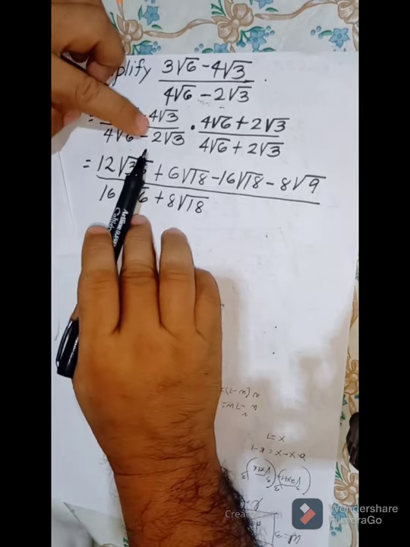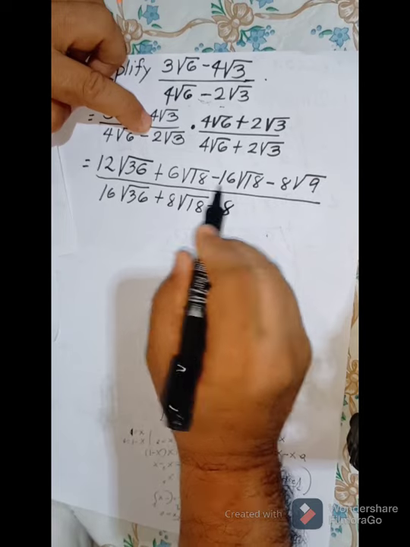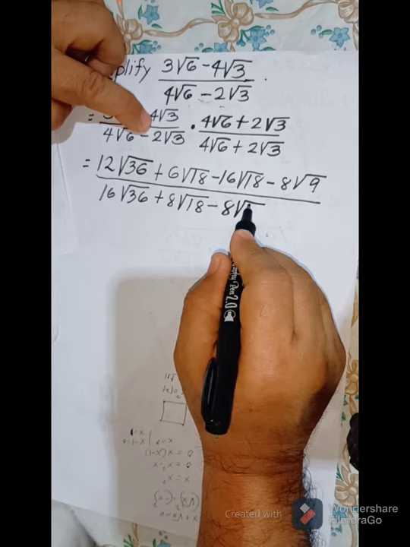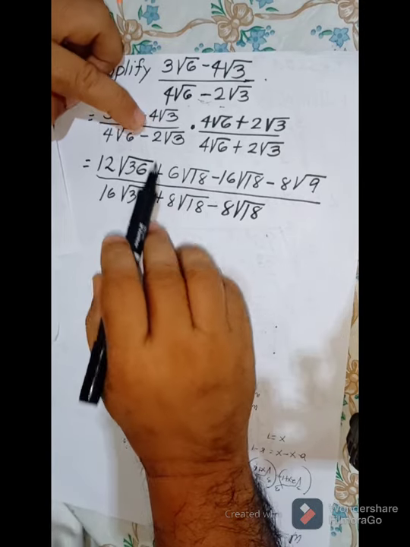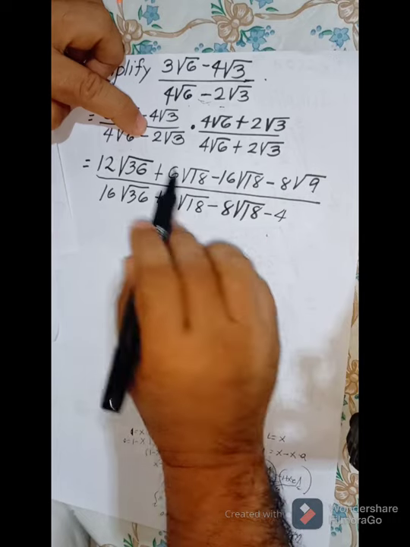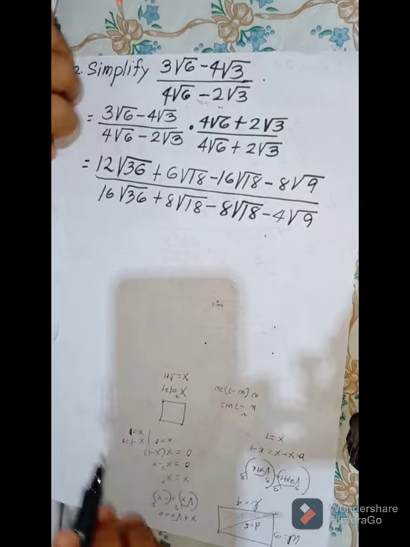For the inner terms, negative 2 times 4 is negative 8. Square root of 3 times square root of 6 is square root of 18. The last terms, negative 2 times 2 is negative 4. Square root of 3 times square root of 3 is square root of 9.